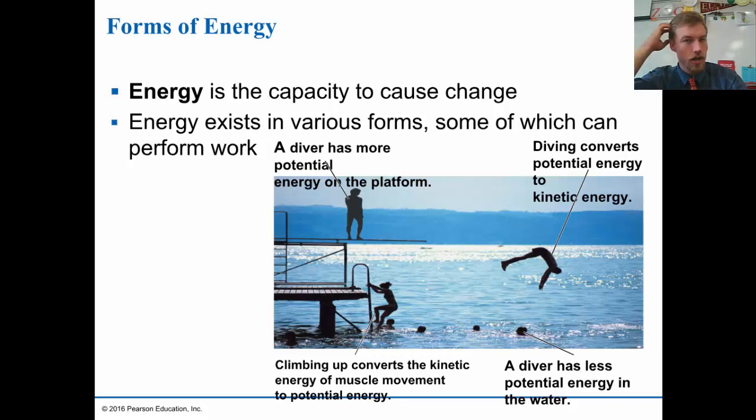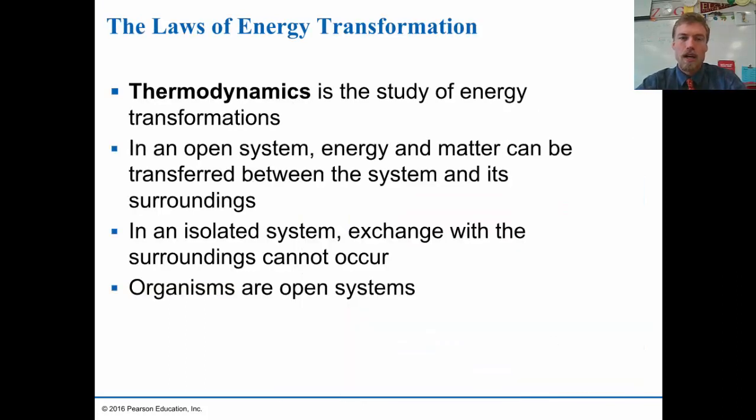So energy is the capacity to cause change. That's kind of the general definition of what it is. And energy can exist in lots of different forms, and some of those forms can produce work. We'll talk about a couple of different types of energy as we move along through the unit. Thermodynamics is the study of energy transformation. So energy is not stagnant. It doesn't just stay the same kind of energy. It can very easily interchange between different types of energy, and that's what thermodynamics is studying, that energy transformation.